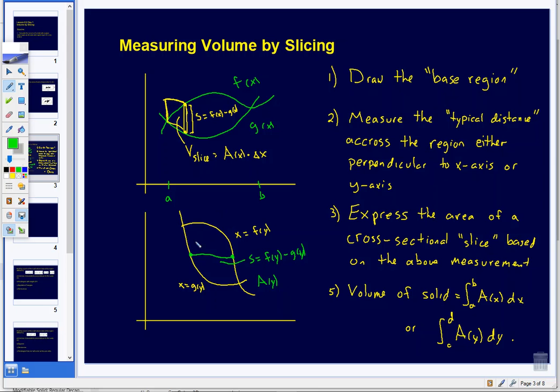In either case, I need to know where the region starts and finishes. In this case, it's on the y-axis. And so in either case, multiplying the area formula for the cross-section times the thickness, delta x or dx, and then integrating across the region, either along the x-axis from A to B or along the y-axis from C to D, is going to give you the volume of the region.